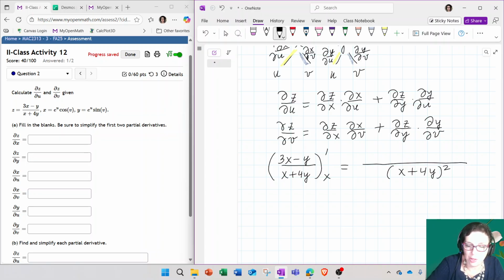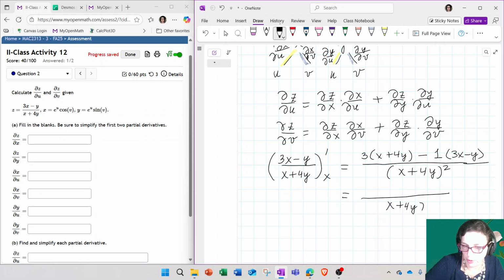So think of only terms that have x, and the other ones will drop out. So 3x, that's 3. And multiply that by the bottom, no change. Minus derivative of the bottom with respect to x, which is just 1, right? Because 4y doesn't have an x. Multiplied by the top with no change. And they do want us to simplify. So we're going to have that x plus 4y squared.